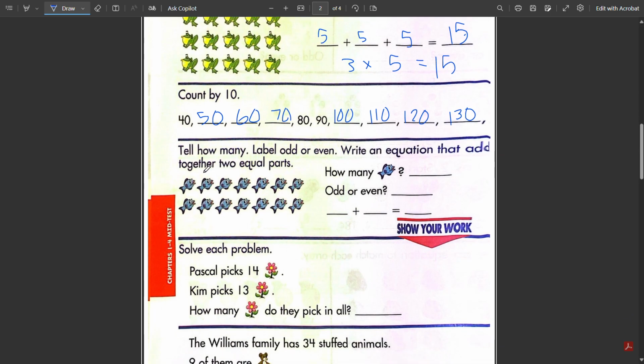Okay, now it says tell how many, label odd or even, write an equation that adds the 2 equal parts. So how many fish are there? So we can do 1, 2 rows. There's 2 rows of fish. Each row has 1, 2, 3, 4, 5, 6, 7. And if we have 2 rows of 7, that's 14. And we know 14 ends with a 4, so therefore it's an even number. And because we know we have 2 rows of 7, this is 7 plus 7 equals 14.